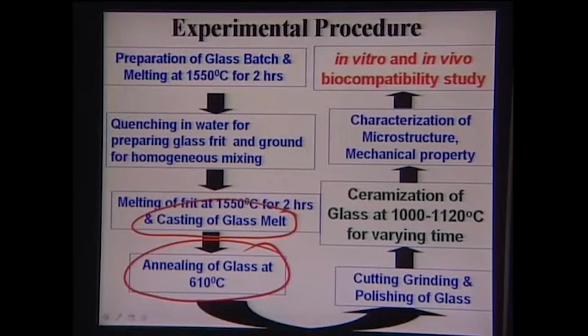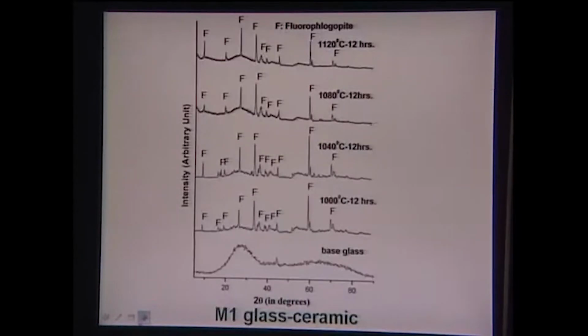You cut, polish and ceramize the glass ceramics at different temperatures, from 1000 degrees to 1120 degrees Celsius. You characterize the microstructure and mechanical properties, and then the in vitro properties were evaluated. I will go through all these properties one by one. Now, this is the base glass M1 composition, that is the base glass ceramic.